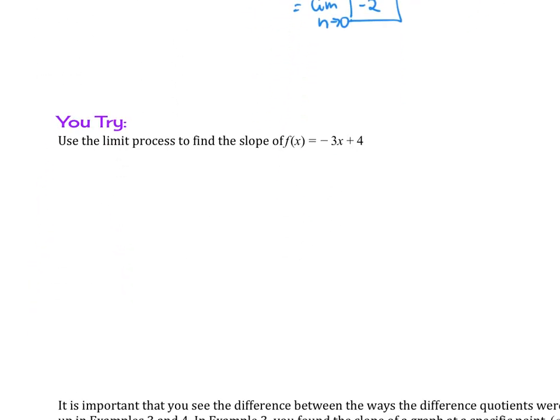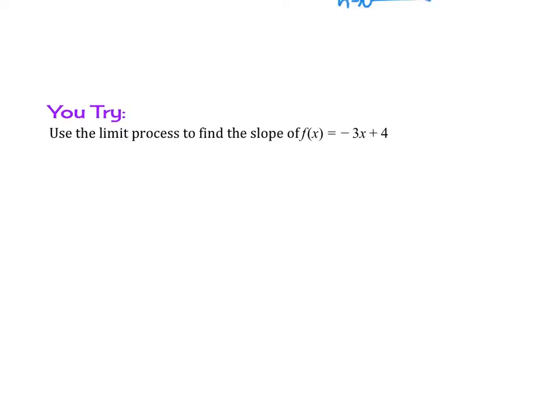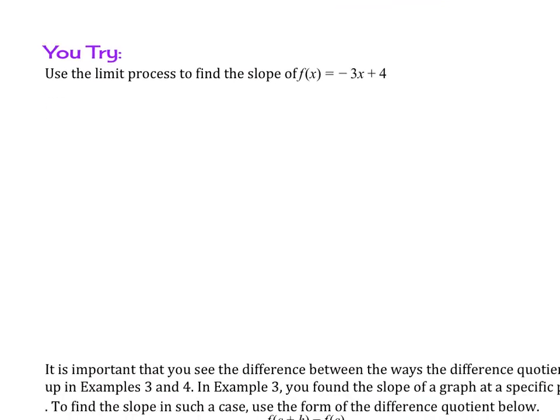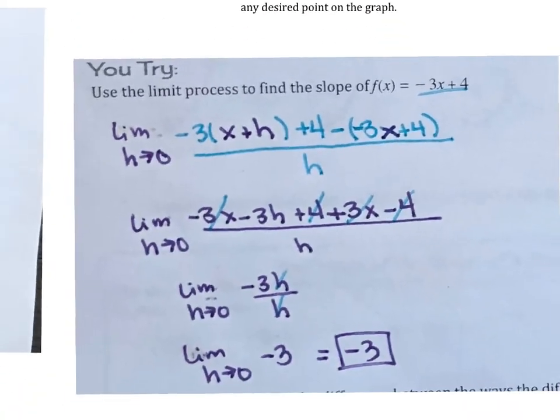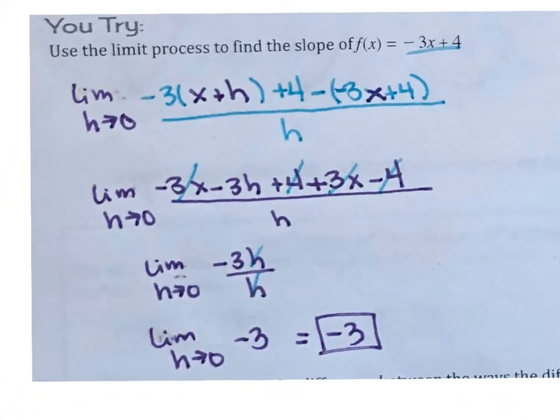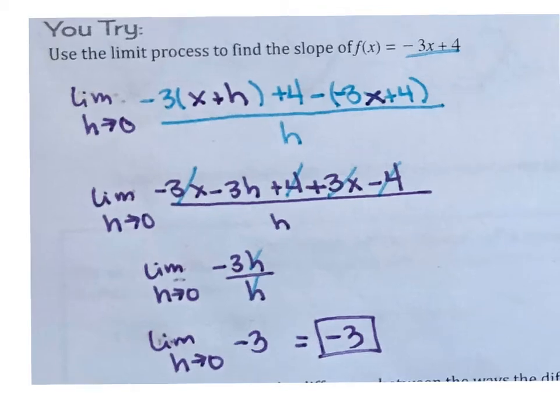So try this next example. Use a limit process to find the slope of f of x equals negative 3x plus 4. All right, so hopefully you plug this all in correctly. So here is what it should look like when you plug it in. And then when you simplify everything, you should get a slope of negative 3.